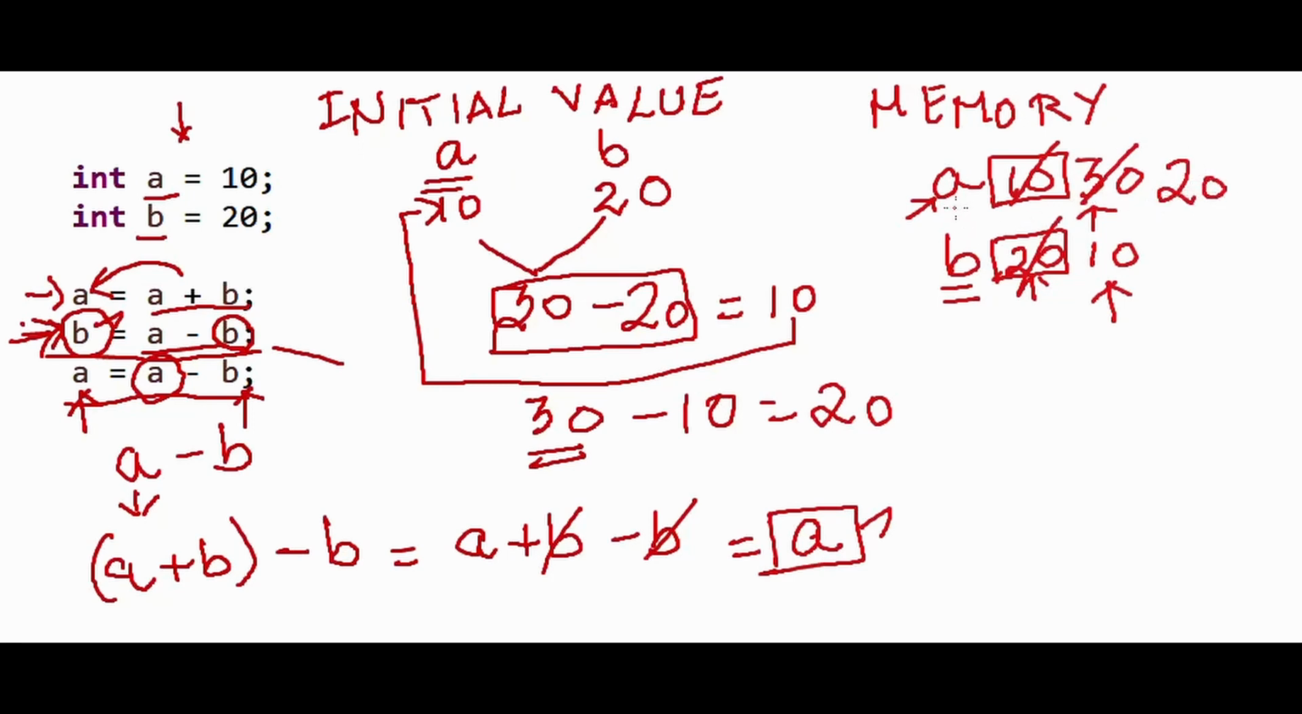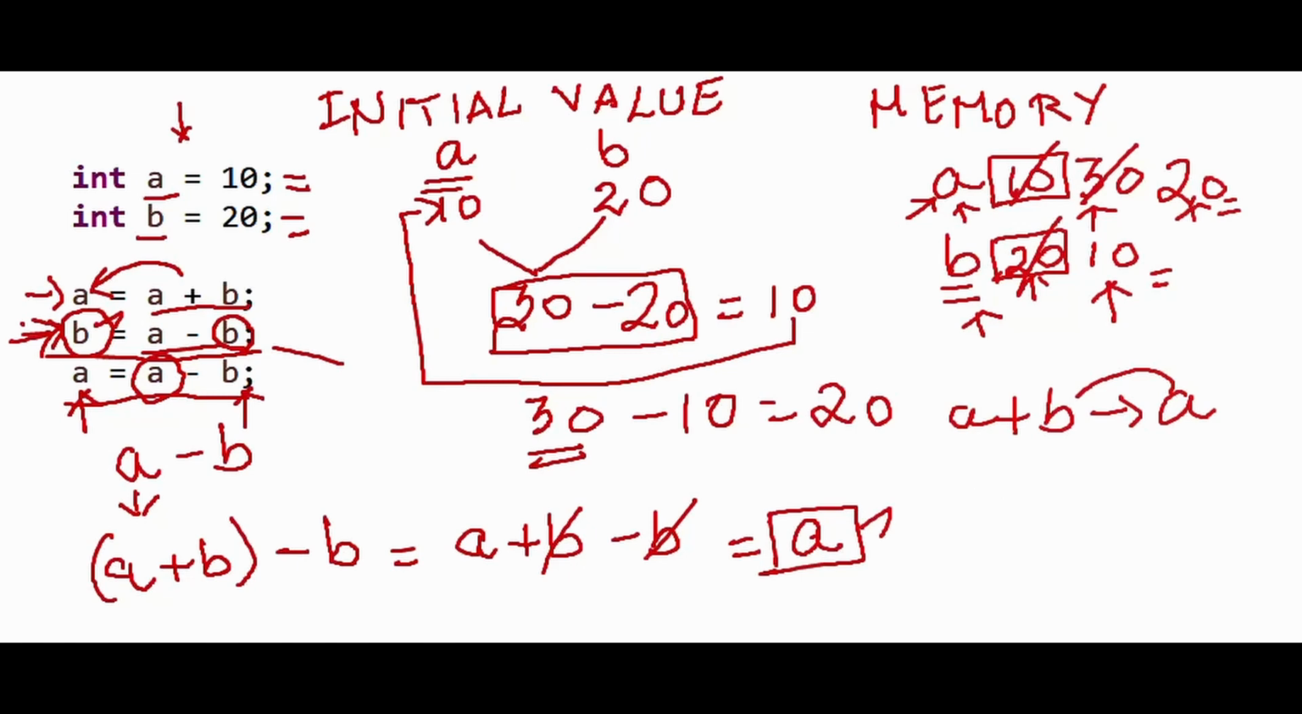Now if you see the final value of A in memory is 20 and the final value of B is 10. So the initial value of A is 10 but the final value of A is 20. The initial value of B is 20. The final value of B is 10. So the values are getting swapped. So the core logic involved over here is we are adding the two variables A and B and then we are storing that in A and from A we are subtracting each value and getting the other value and then storing it in the other variable. So this is the core logic involved behind this.